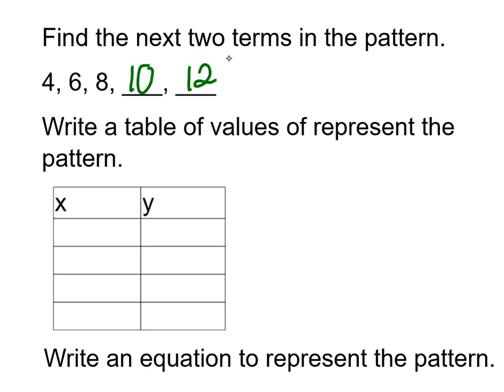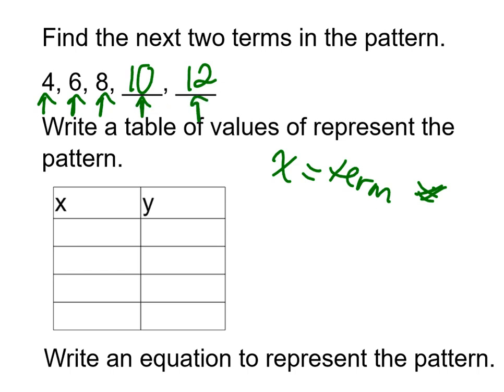Now what we have to do is write that in a table of values. So that's a little bit tricky. What we have to realize is that the X represents what's called the term number, which just means this is term number 1, this is term number 2, this is term number 3, this is term number 4, this is term number 5. So it's just the number of the place in the pattern. So if I said what would the 10th number be, that would be what X is, the term number. And then Y is, I guess we would say, the actual answer, right? Whatever that would be.